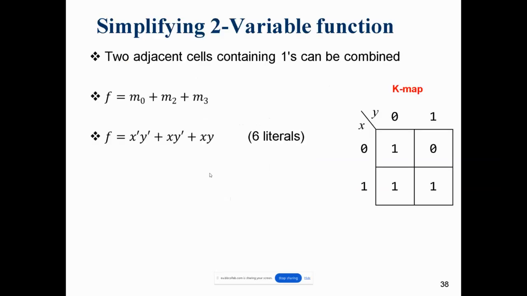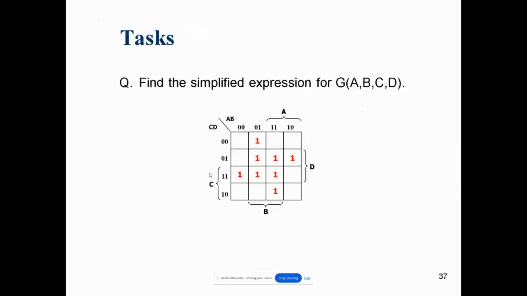Got it? So now, if you look at here, we are simplifying a two variable expression. Find the simplified expression for G, A, B, C, D, and look at how you can make a simplified expression. Yes, please. We should take the bigger one, but this is a problem. If I take this one, this one, this one, and this one, all these four, now in the bigger there is a problem. I will solve it.